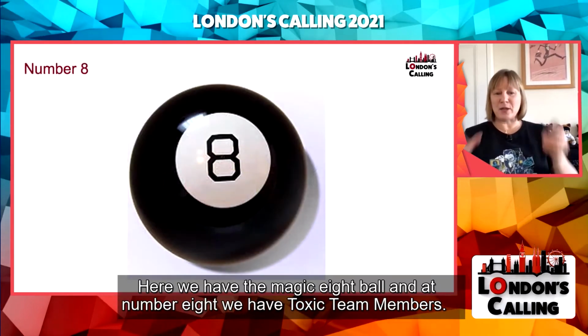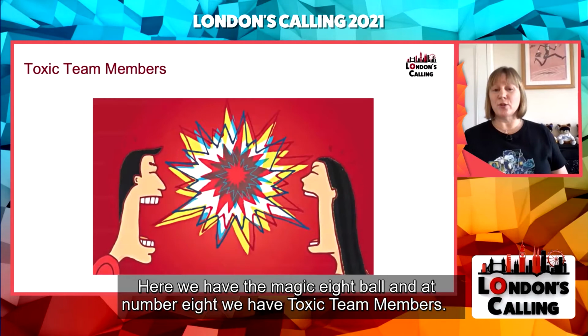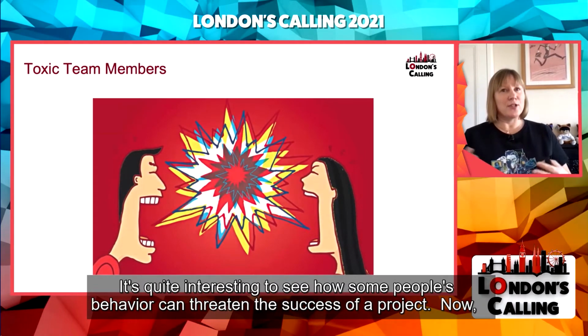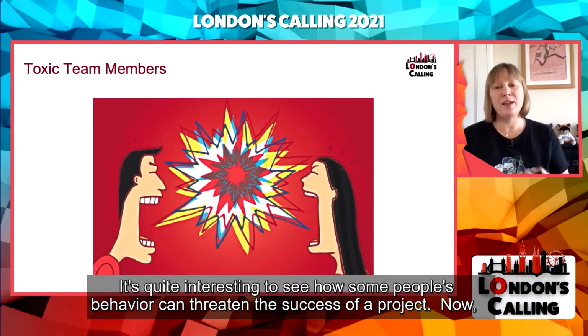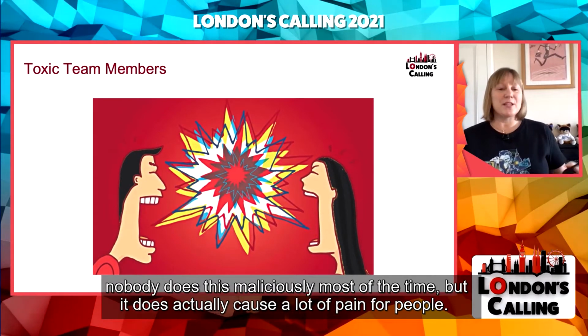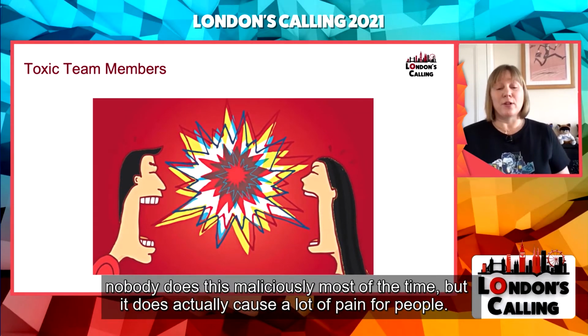Here we have the magic 8 ball. And at number 8, we have toxic team members. It's quite interesting to see how some people's behaviour can threaten the success of a project. Now, nobody does this maliciously most of the time, but it does actually cause a lot of pain for people.